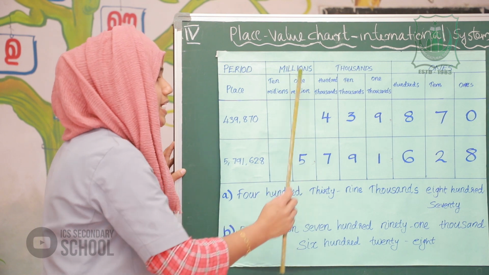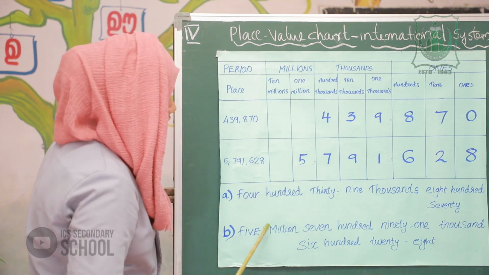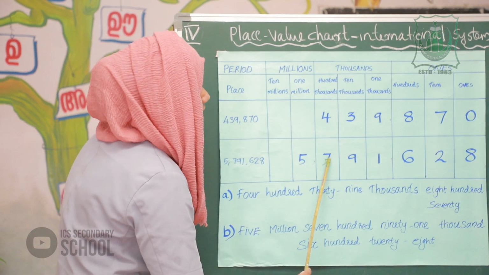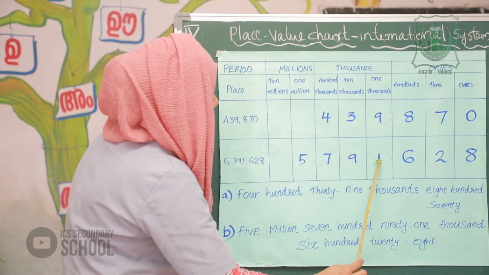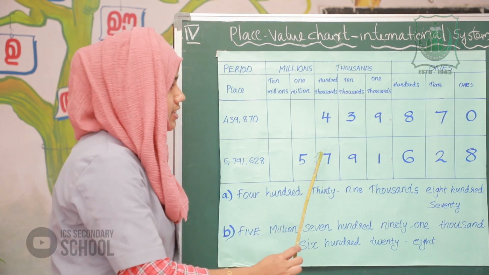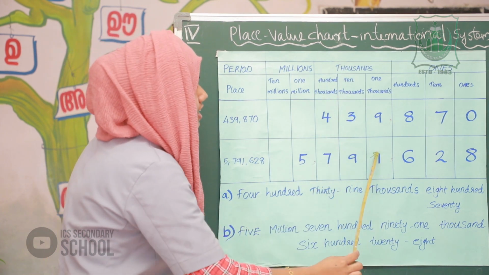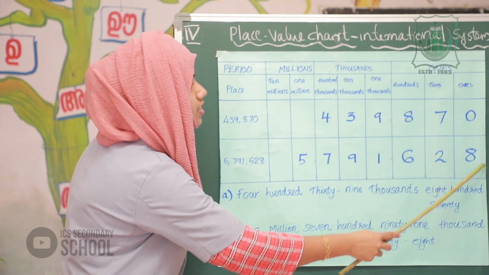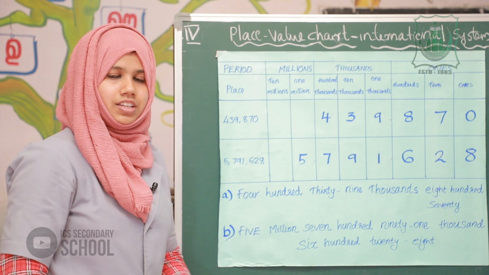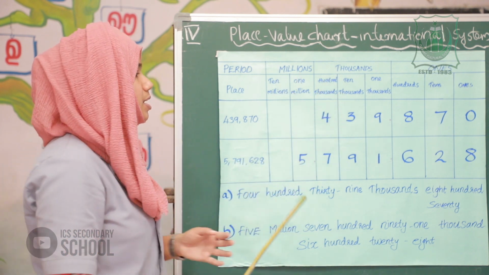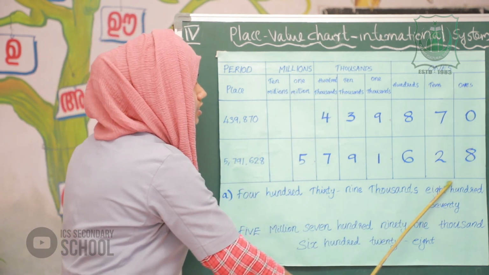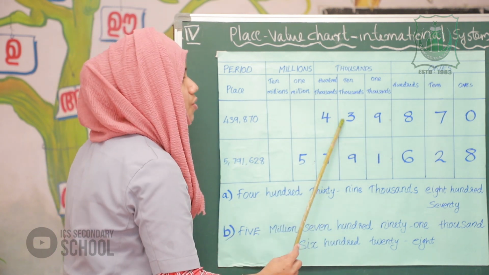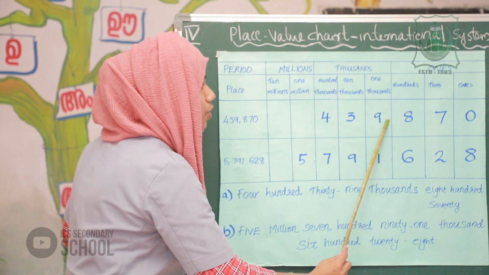Next, how to read this number? 5 in the millions column. So 5 million. 791,000. Okay. 628. Like the same way as the Indian system, after making the periods you can put commas. After one period you can put a comma like this.